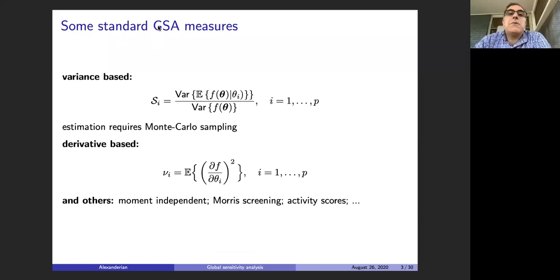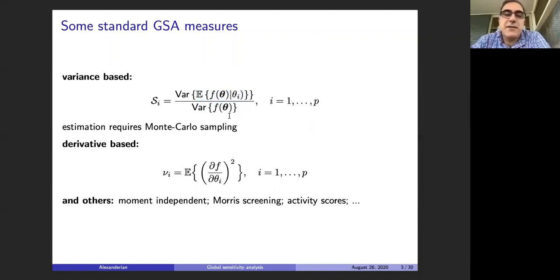Some standard global sensitivity analysis measures. Here I consider a scalar-valued output. Thierry mentioned the Sobol indices, where you characterize the importance of a variable by looking at the conditional expectation, and at the variance of the conditional expectation conditioned on the ith input, to see what proportion of the variance that input is responsible for. That's one way. These are the so-called first-order Sobol indices. You can define total-order, joint indices, and so forth.